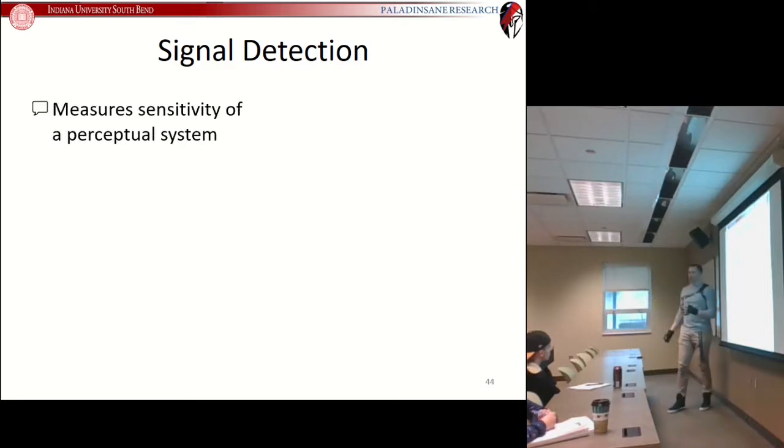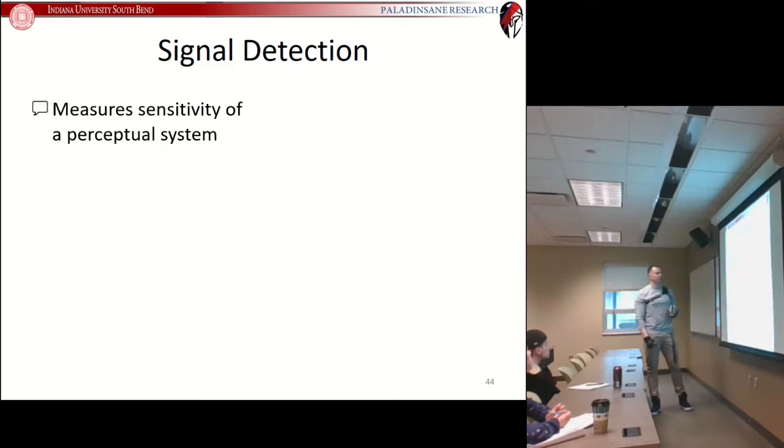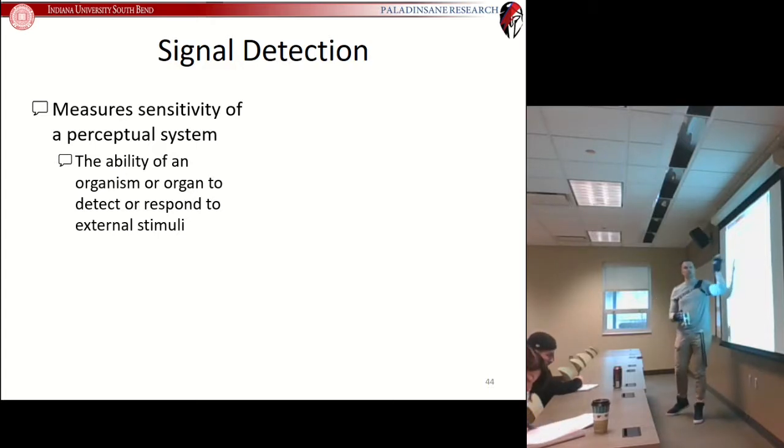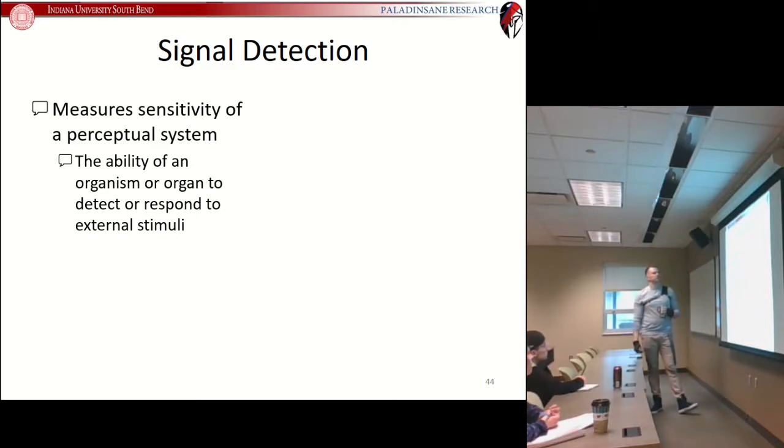So signal detection measures specifically the sensitivity of a perceptual system. How able are you to detect if something is there versus if something is not there? That's the sensitivity of a system. So can you respond to external stimuli? Studies of the sensitivities of perceptual systems are why we know that humans can only see a small portion of the electromagnetic spectrum, and why we know that we can't hear dog whistles. These types of studies give us the limits of our perceptual systems.